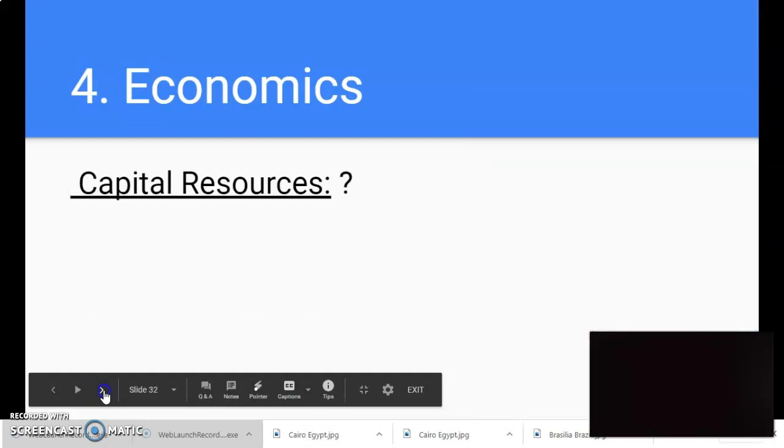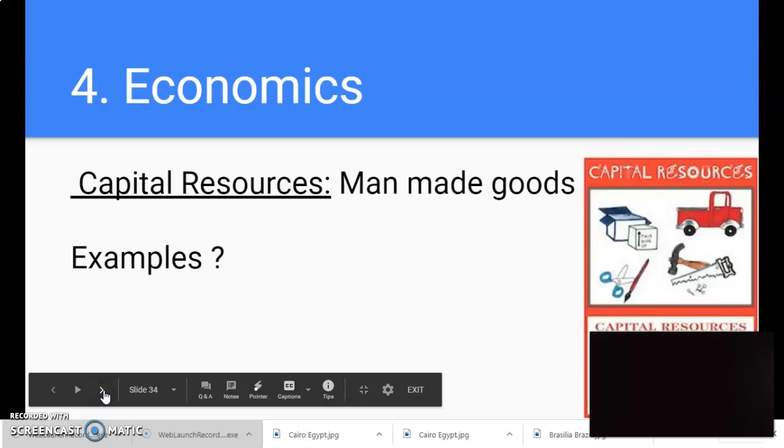Capital resources. Man-made goods. Capital resources are goods produced and used to make other goods or services. Capital resources help increase productivity. For example, automobiles, building supplies, and so on.